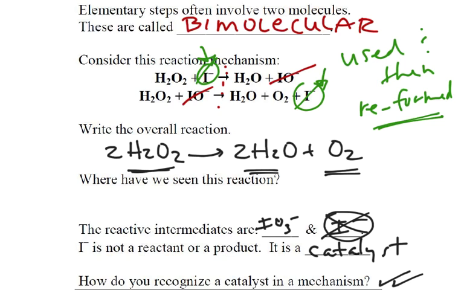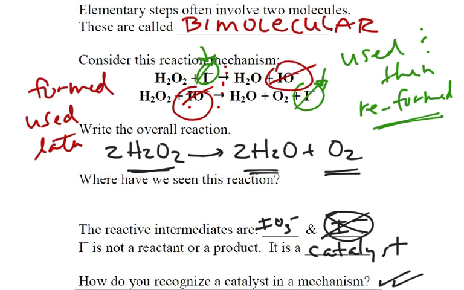Whereas the reactive intermediate was formed, and then it was used up again later. So it was formed in between, but it got used up again, broken up. That's an intermediate. And if it is used and then reformed at the end, that's a catalyst. Because we said a catalyst somehow speeds up the reaction, but doesn't get used up in the reaction because it's regenerated in the last step.